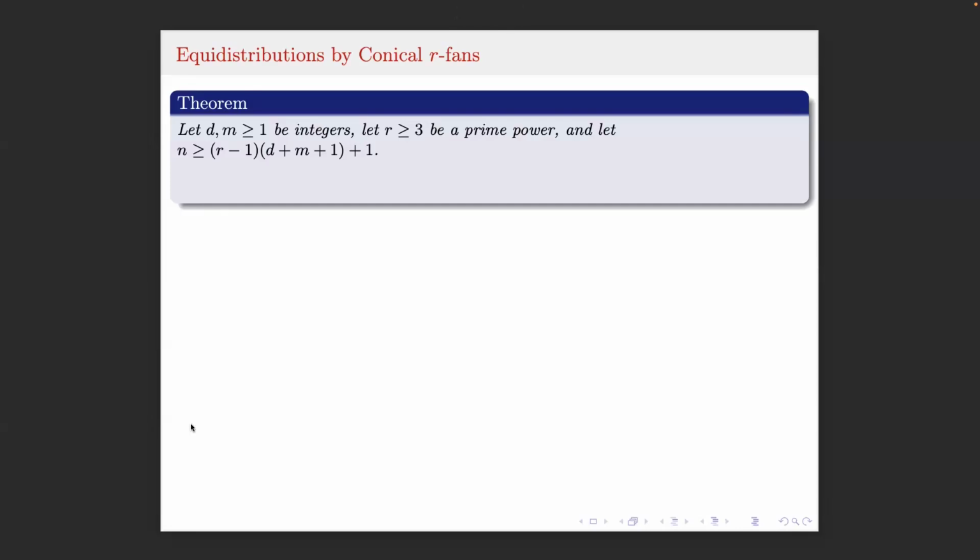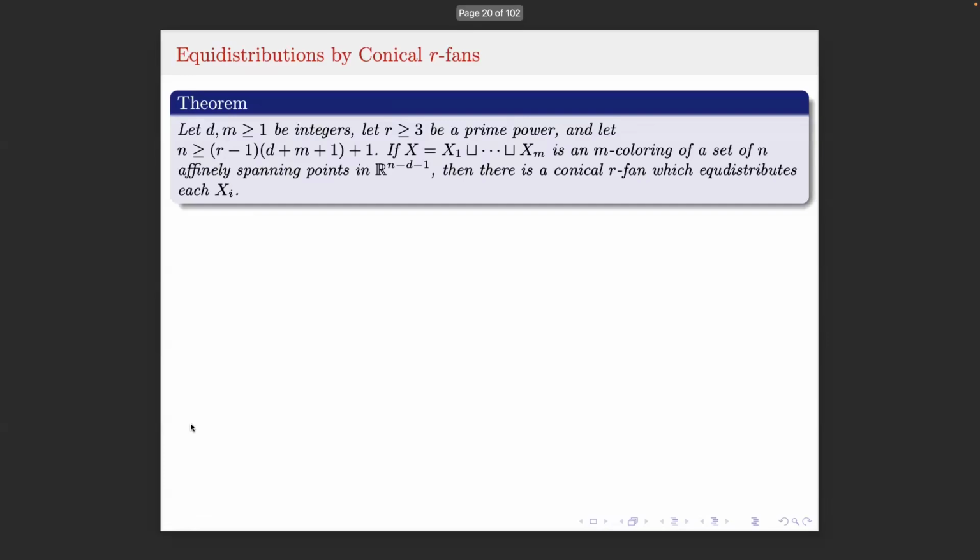Okay. So our results are going to hold for prime powers. We'll see why in a little bit. But let's let D and M be integers, and let R be a prime power, at least as big as 3. And let N be sufficiently big: N at least (R minus 1) times (D plus M plus 1) plus 1. Then if you give me any M-coloring of an affinely spanning point set of N points in R^(N minus D minus 1), that is D plus 1 dimensions lower than the number of points, then there's going to be a conical R fan which equidistributes each of the color classes.